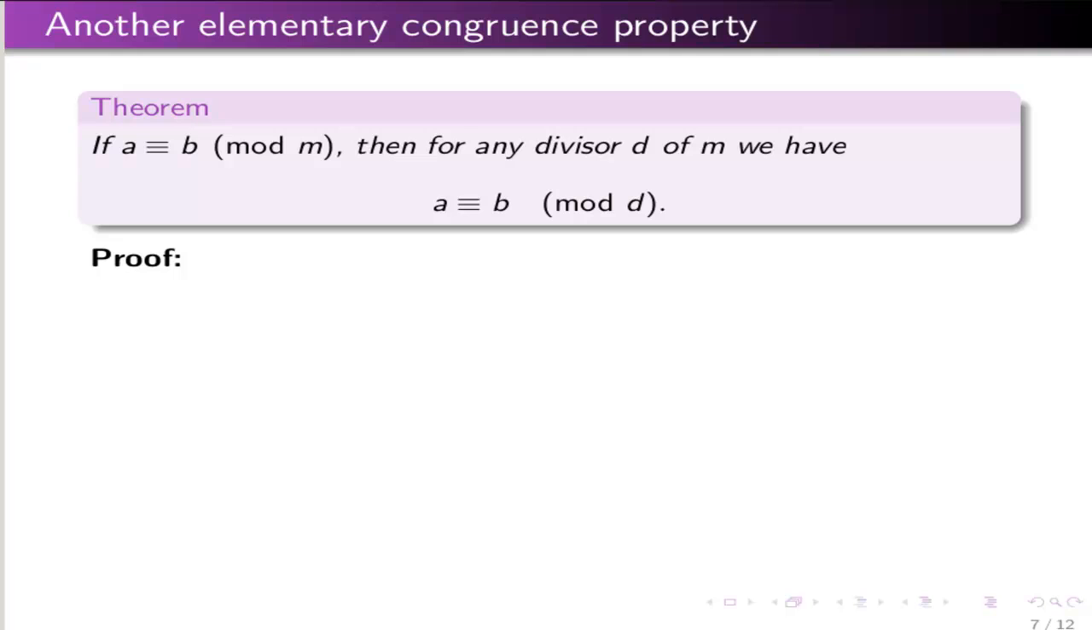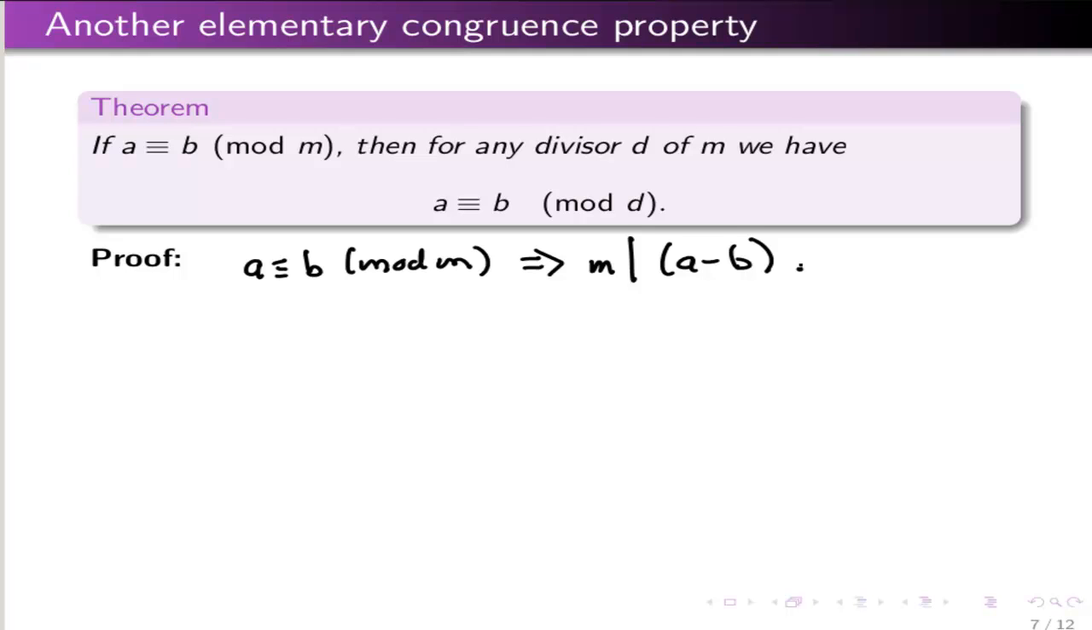Another elementary congruence property is the following. On this one, it's a little different than the others because I'm changing the modulus. So if I start with a being congruent to b mod m, and I let d be any divisor of m, then I claim we still have a is congruent to b mod d. So what's going on here? When I say a is congruent to b mod m, that means that m is a divisor of a minus b.